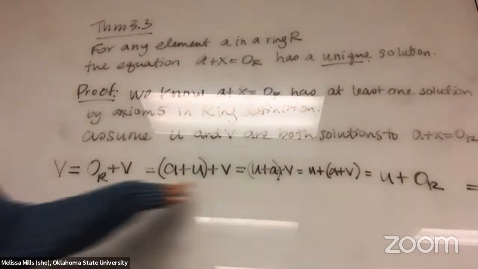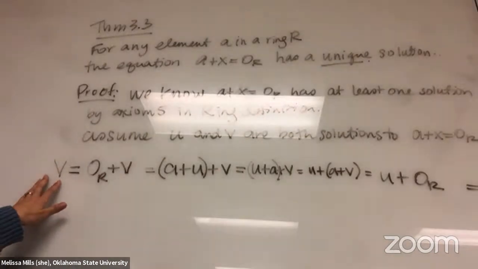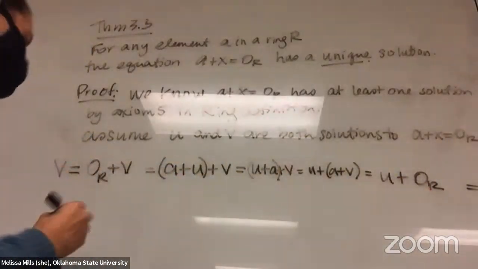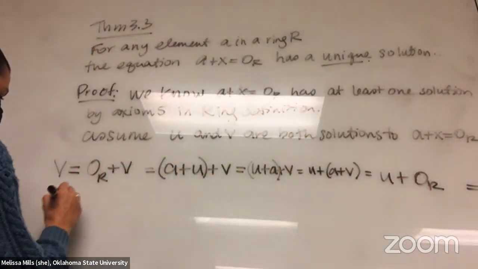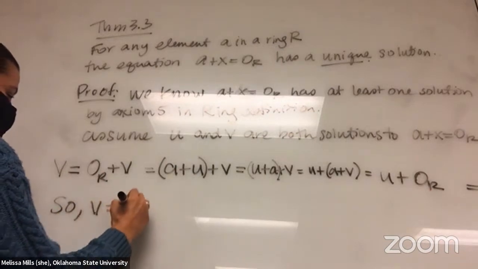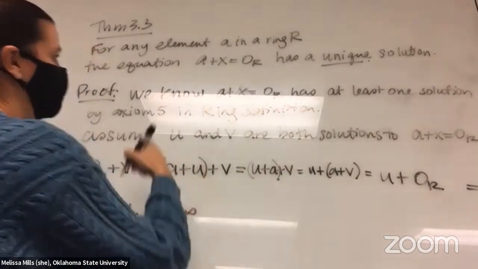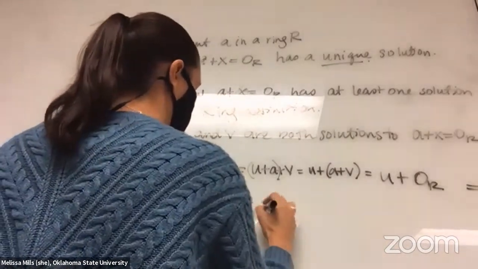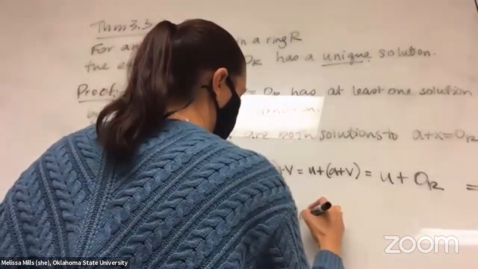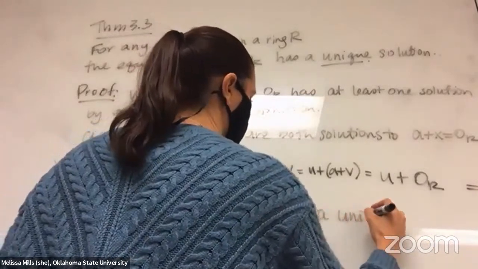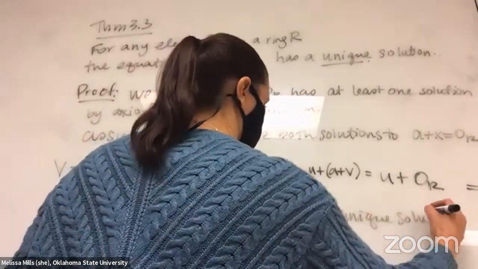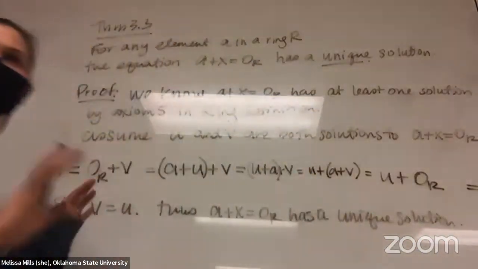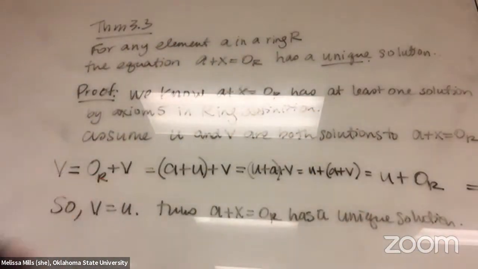So we have this long string of things that says essentially V equals U. So I'll just write it in a sentence to summarize. So V equals U. Thus, A plus X equals 0R has a unique solution. That's just a conclusion sentence. You could have stopped and not had that conclusion sentence, but it's kind of nice to wrap it all up.